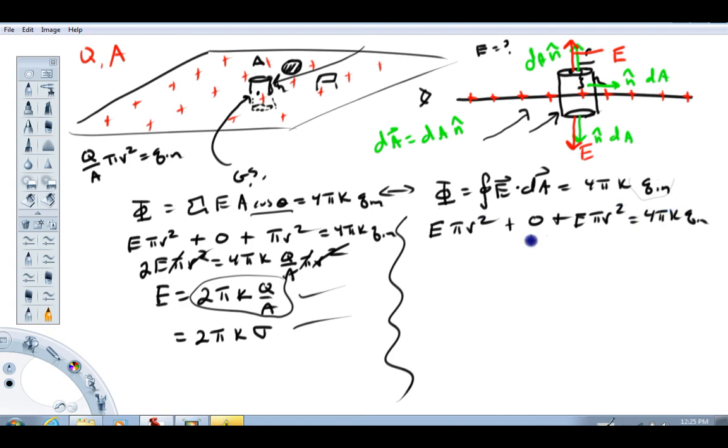Write out Gauss's law. Usually it results in something that you can just solve for the electric field. So hope that this example helps demonstrate that, and have a great day.